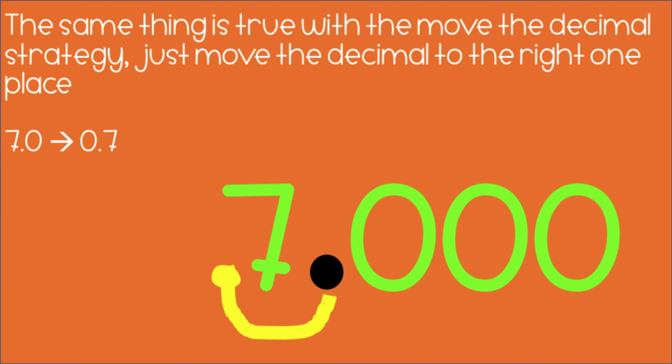Now it's time for strategy number 2. The same thing is true with moving the decimal. Instead of moving the decimal to the right 1 place, we're going to slide it to the left. So remember, in this strategy, our decimal does the moving, our number stays in place. So we're sliding it 1 space because 10 has 1 zero. So again, my answer is 7/10. Notice how the quotient is the same no matter what strategy I'm using.